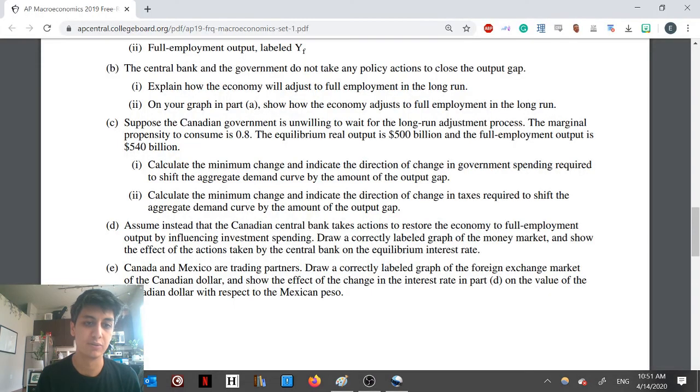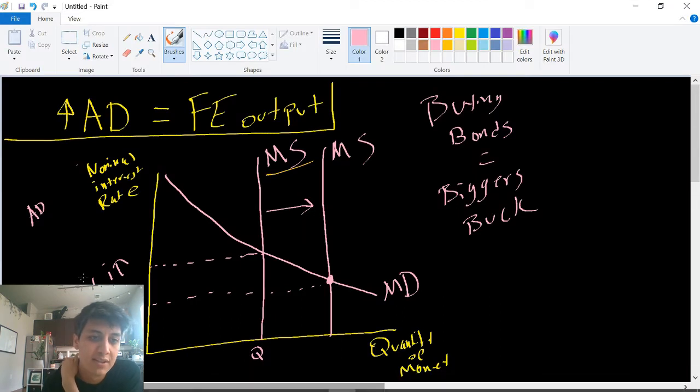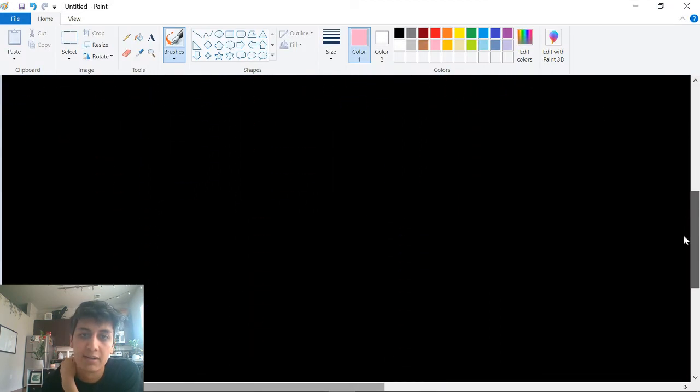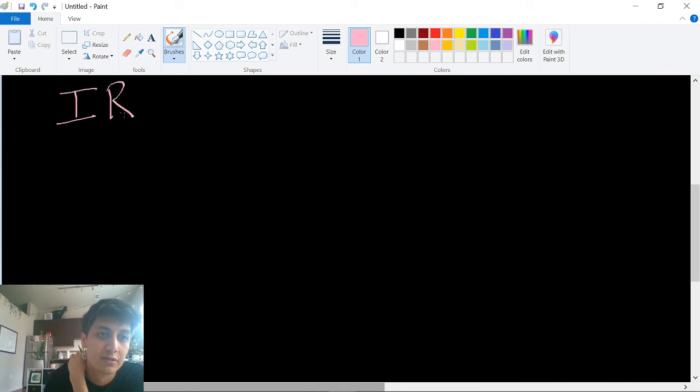Let's go on to part C. It says Canada and Mexico are trading partners. Draw a correctly labeled graph of the foreign exchange market of the Canadian dollar and show the effect of the change in interest rate in part D. So what happened to the interest rate in part D? We said that interest rates decreased. So let's keep that in mind as we move forward. Our interest rates have decreased.